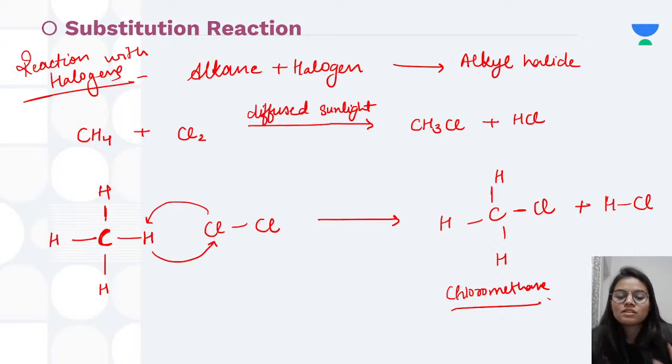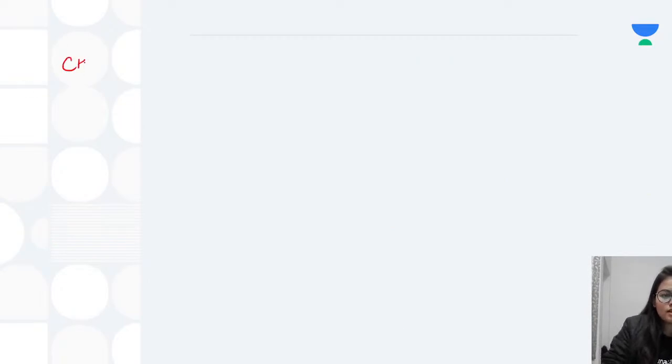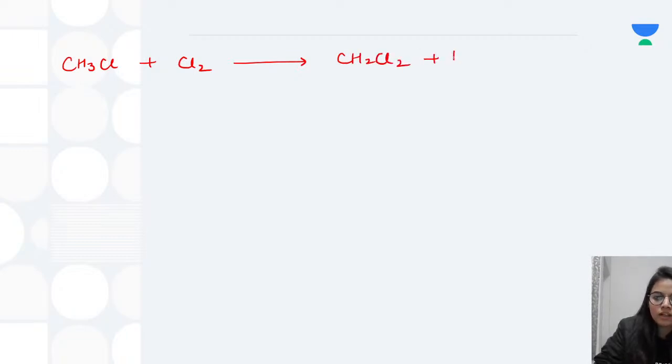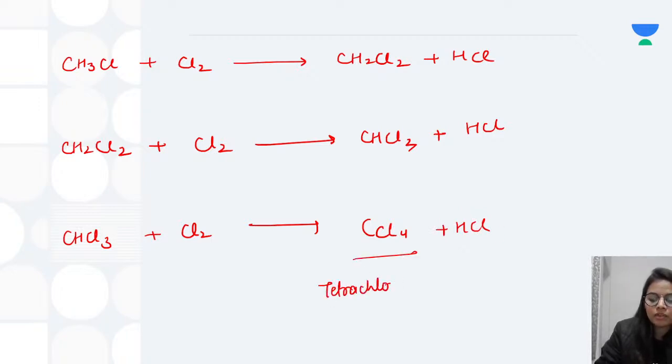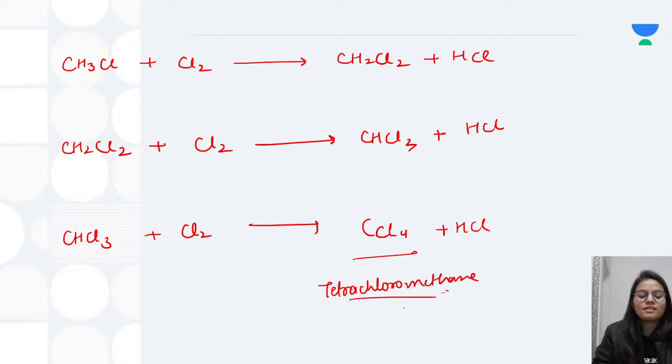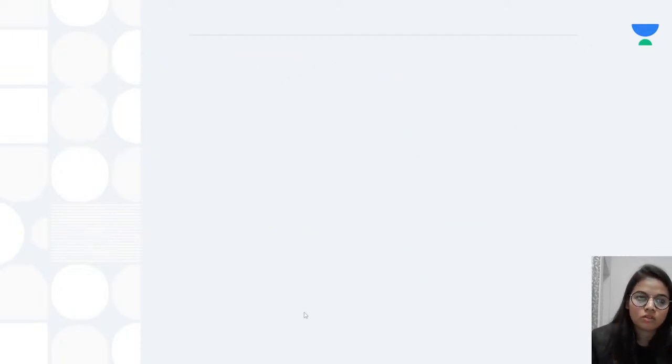Now this reaction does not stop here. It further reacts. If the CH3Cl that we got reacts again with chlorine in the same conditions, we will have dichloromethane plus HCl. Then CH2Cl2, that is dichloromethane, reacting again gives trichloromethane plus HCl. And CHCl3, when reacted with Cl2, gives CCl4 plus HCl. This is tetrachloromethane. Similarly, this reaction could happen with ethane also.